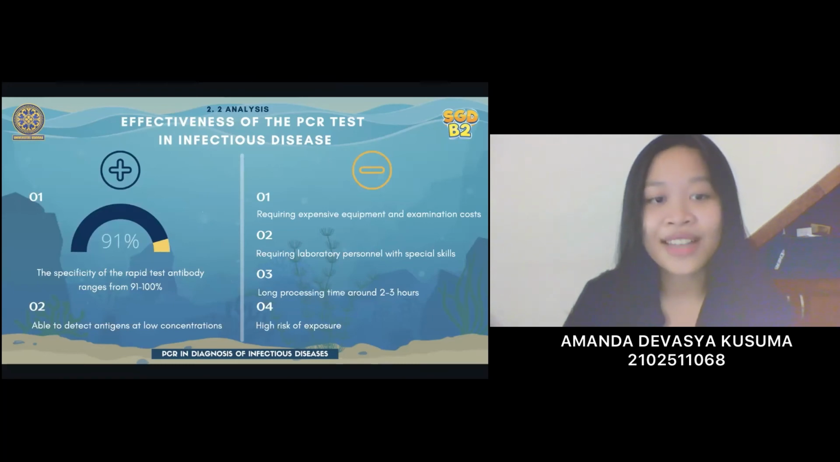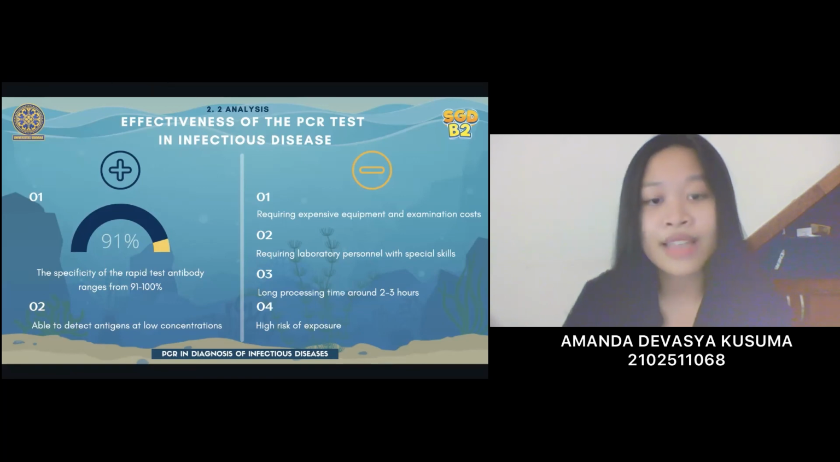Due to advances in medical science and molecular biology, in general, the diagnosis of complicated disease uses molecular techniques like PCR, different blood, and genetic diagnosis as a choice for the first diagnostic modality. PCR is the most commonly used diagnostic modality. From the result of the literature study, the specificity of the rapid test antibody ranges from 91 until 100%.